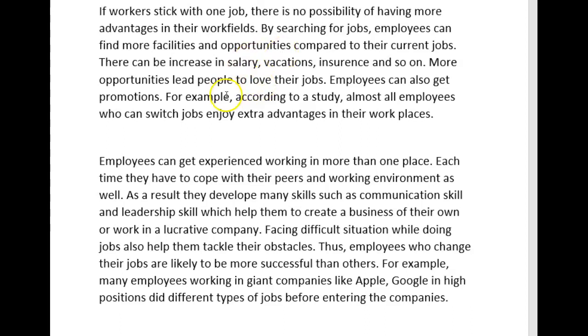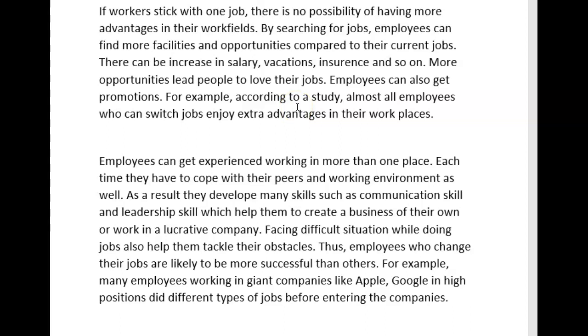So let's see. I want to fix this part of the paragraph, okay? Let me just read it aloud again and think through it. There can be an increase in salary, vacations, and insurance. Why don't we do this? The result of these extra benefits is that people love their jobs.